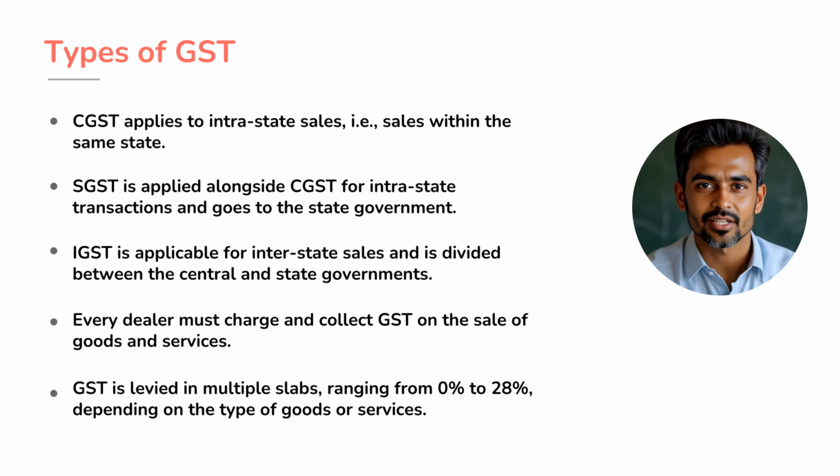There are three main types of GST: CGST, SGST, and IGST. Let's break it down. CGST stands for Central Goods and Services Tax. This is the tax you pay to the central government when a sale happens within a state. Think of it like a local tax, but for the central government.